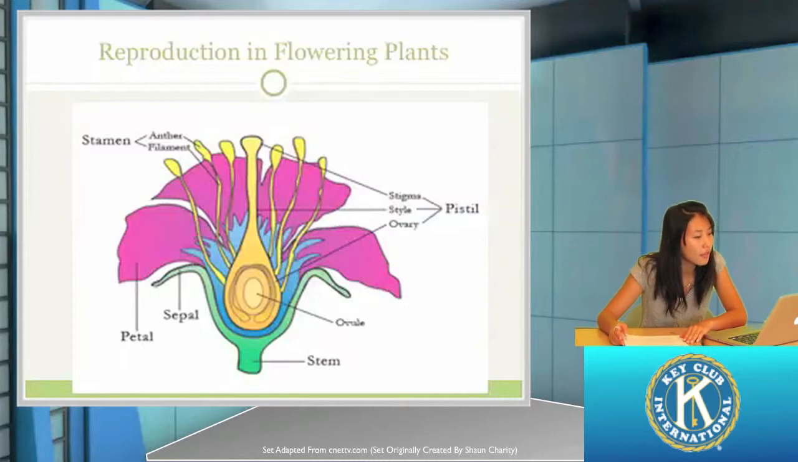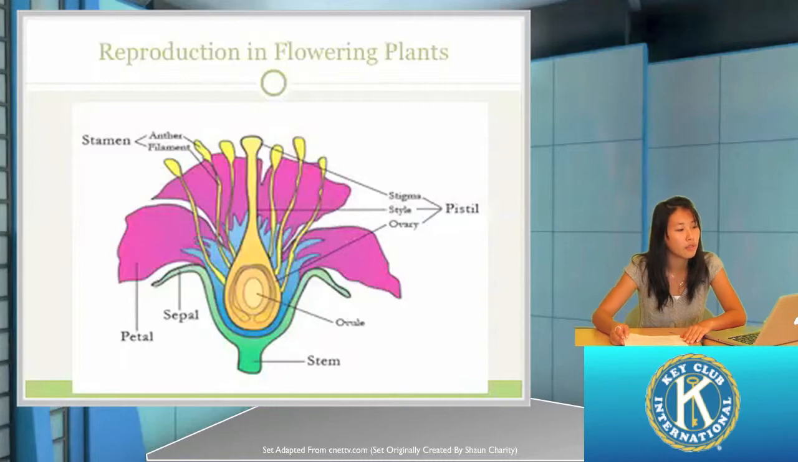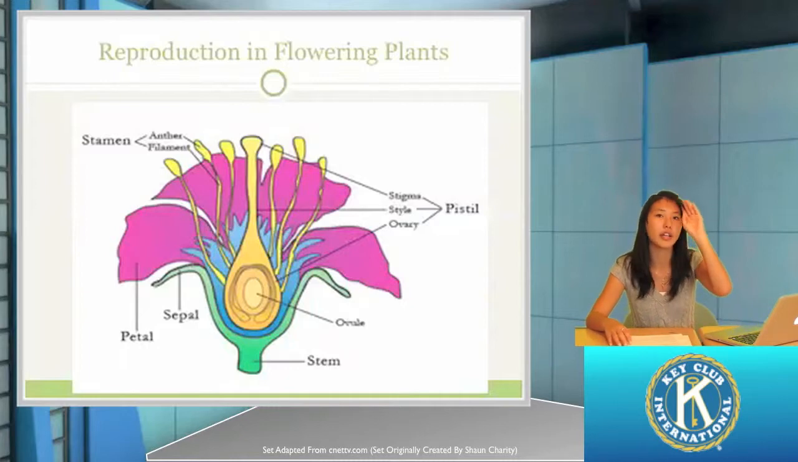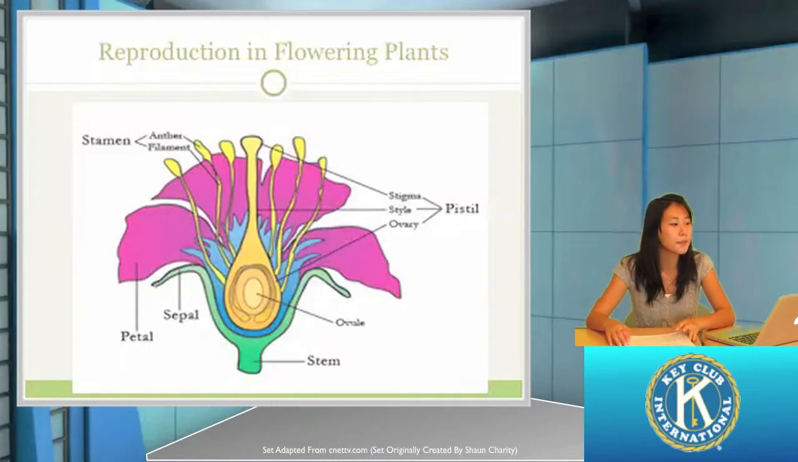and the stamen involves two parts, the anther and the filament. The anther is the top part. It's very sticky, which helps it to pick up the pollen grains that fall from either the bees or from wind, rain, any kind of abiotic or biotic factor. And the filament's purpose is to hold the stamen upright so that it can reach the pollen grains.